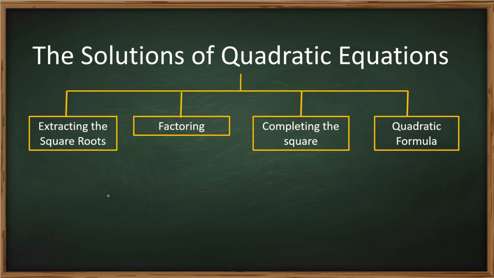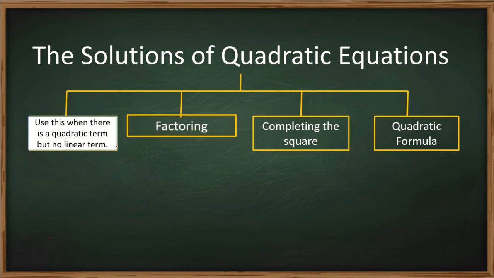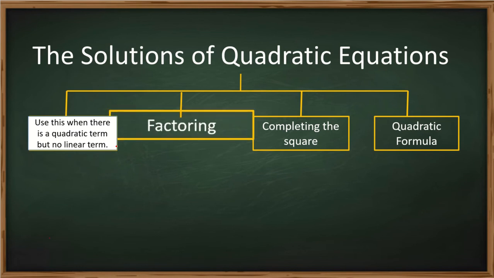The x-coordinates of the x-intercepts of the parabola are the solutions of quadratic equations. Shown on screen are the four algebraic methods we can use to find the solutions of quadratic equations. We are already done with the extracting the squares method, which we can use when there is a quadratic term but no linear term. Today we'll make use of another method, and that is factoring.